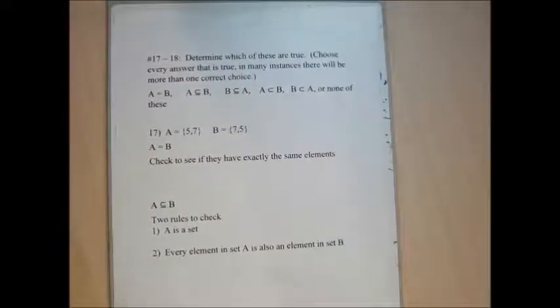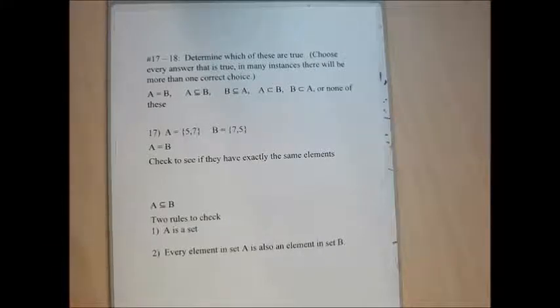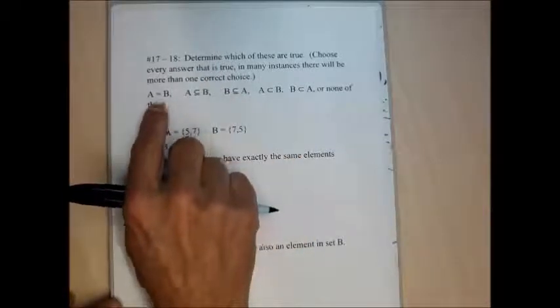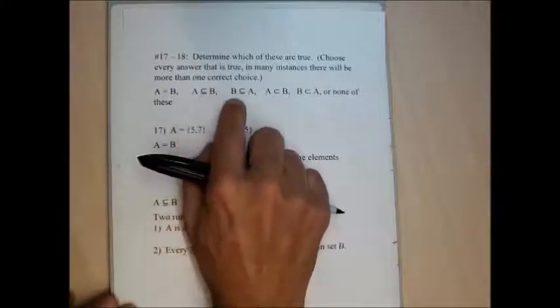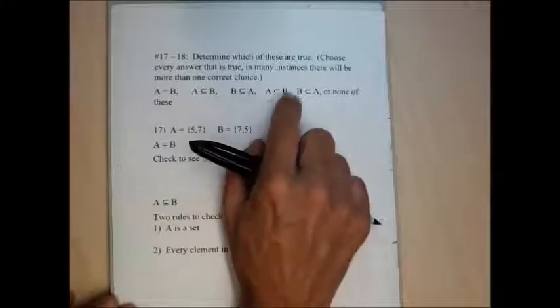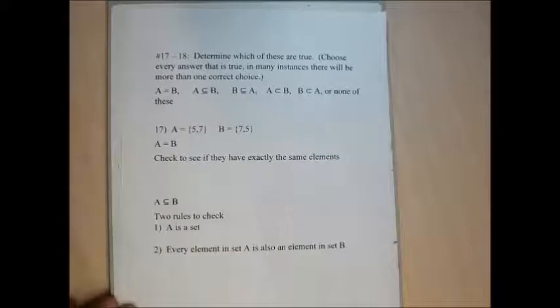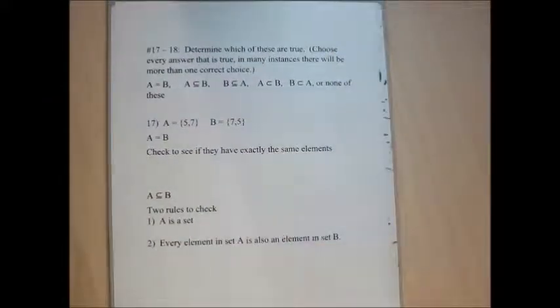The next two problems are kind of monstrous because they want me to check all of these possible relations between set A and set B. So for 17 and 18, we're supposed to determine, for the sets A and B that are given, if A is equal to B, if A is a subset of B, if B is a subset of A, if A is a proper subset of B, or if B is a proper subset of A, and if it's none of these, then we'll write none of these. So for 17, we're given two sets, and I'm going to check all 5 of these to see which, if any, hold true.